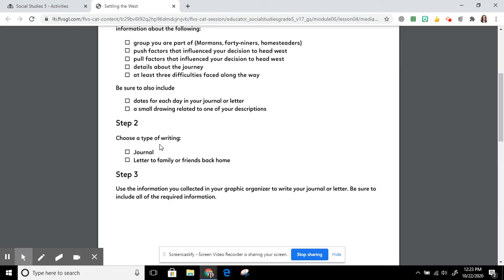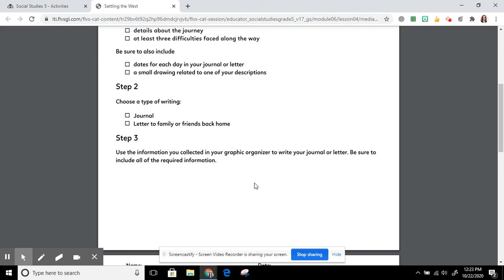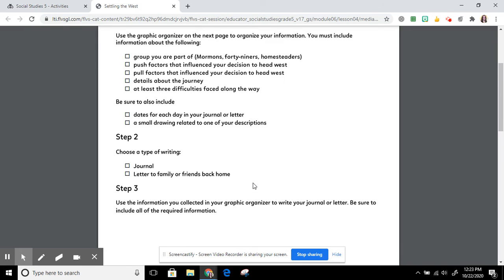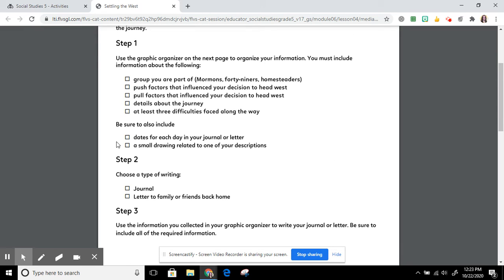Then it goes on to step 2. You're going to choose what type of writing you're going to do. If you want to do a journal or a letter, you don't have to do both. You can do one or the other. And then after you do step 2, you're going to do step 3, where you're going to take the information in your graphic organizer and you're actually going to write your journal entry or your letter. And to make sure you include all the information that is required, which tells you what it needs to be required up in step 1.